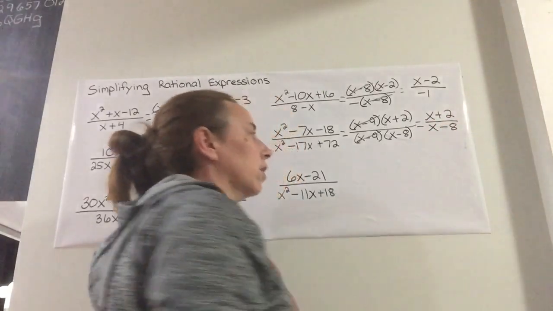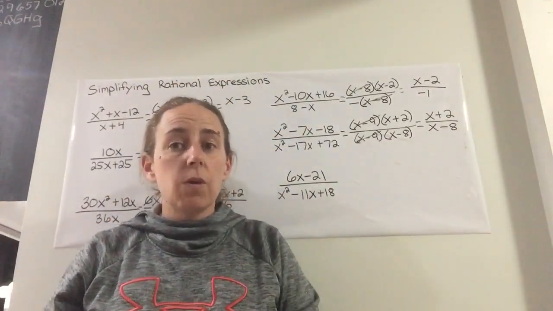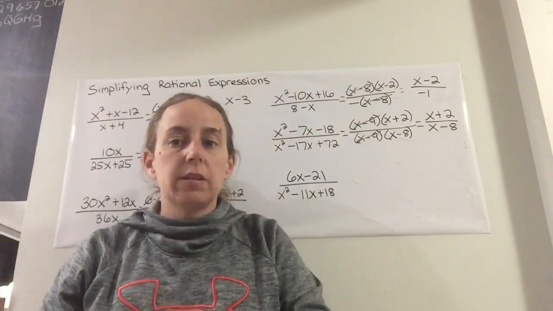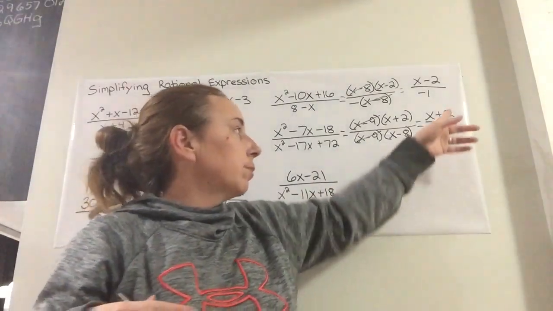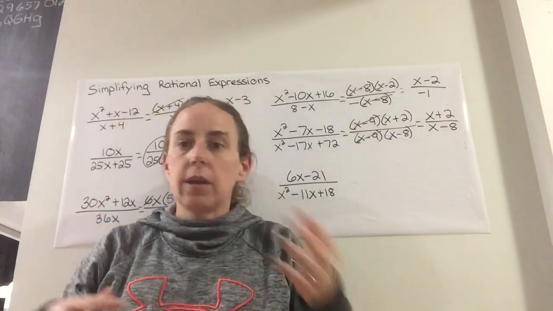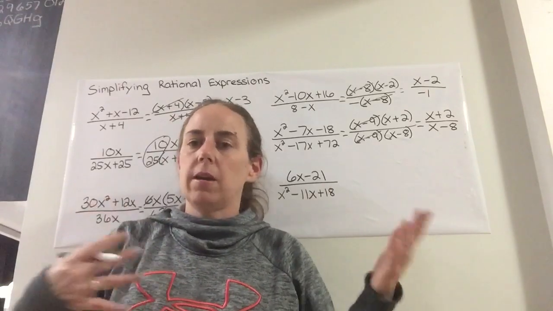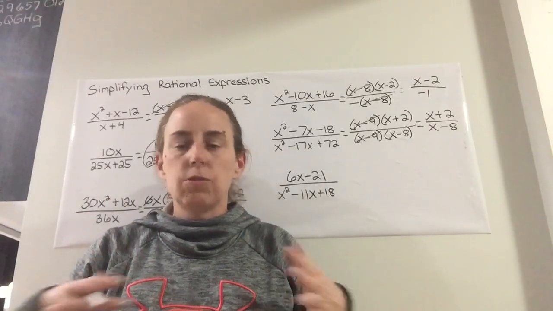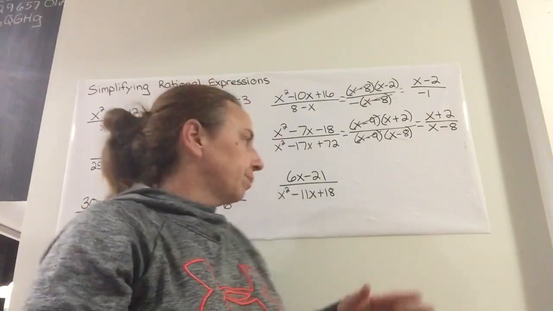Now, some of you are going to want to cancel those x's. You can't. Remember what I said before, if they're attached by addition or subtraction, it's got to be the whole thing. Okay? Same with the 2 over 8. You can't reduce that because those numbers are attached to the other thing by addition or subtraction. So you can't. That's our answer. You can't get any more simplified than that.